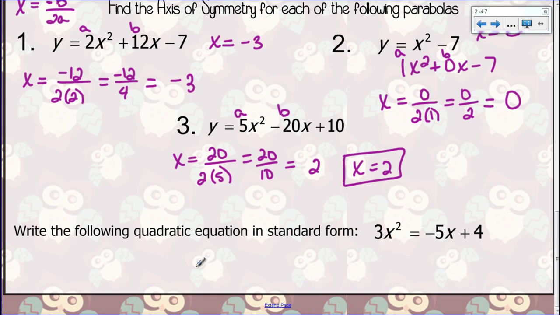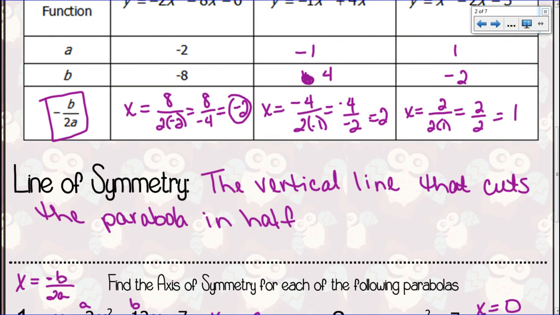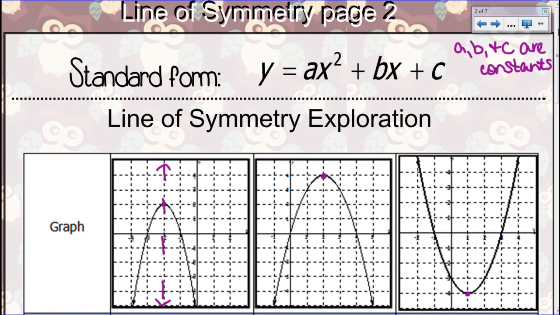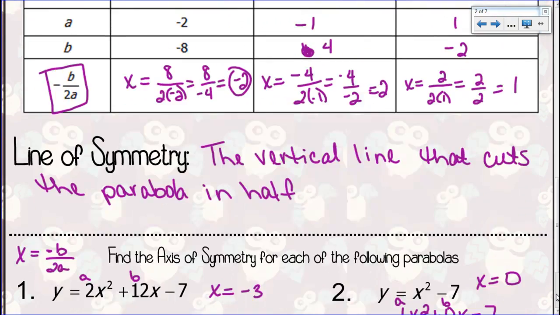Now the last question on this page just wants us to put this in standard form, which if you'll remember was that equation way up at the top at the beginning that we did. The ax squared plus bx plus c, which means I've got to have an x squared, then an x, then a c, and I want them all in order, and I need it to say y equals.